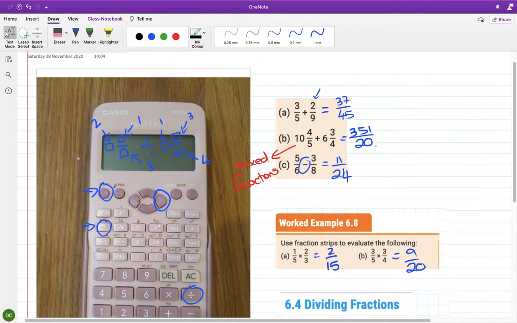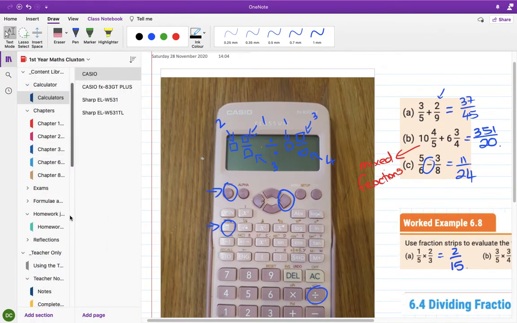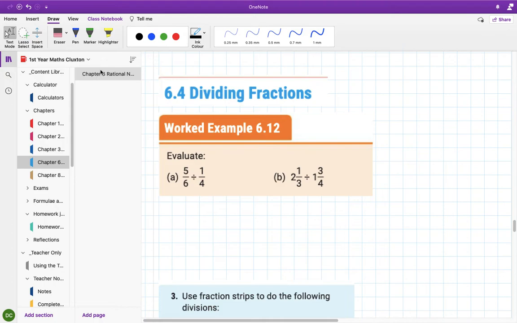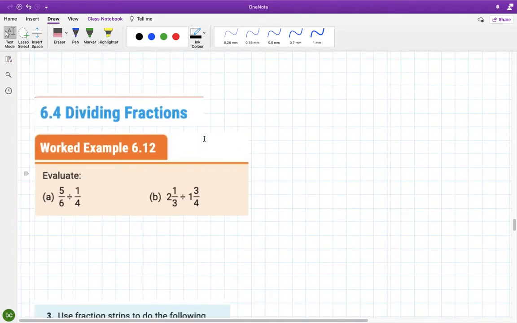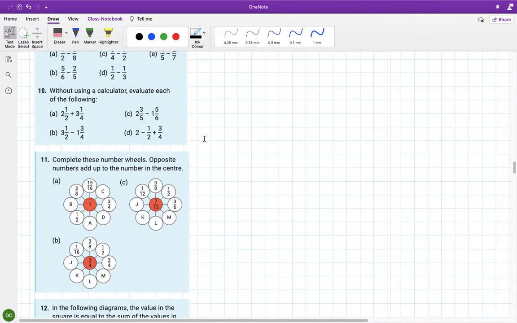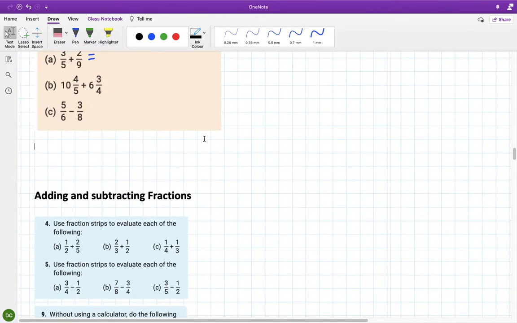Okay, so hopefully you were able to get them right. If you're having issues getting them right, please let me know. Okay, but that's pretty much it. Because you have the use of your calculator, you don't need to do anything crazy when it comes to fractions.